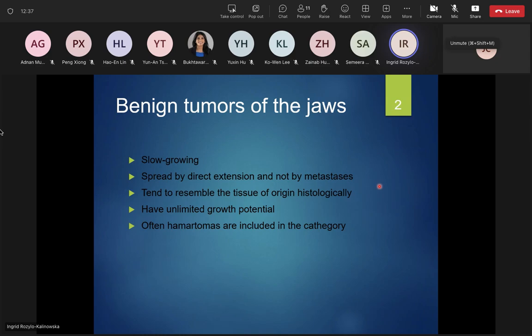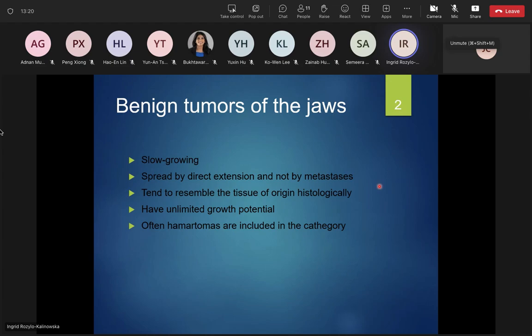And the benign tumors, of course, they are neoplasms, so it means they keep on growing without their own ability to stop. So they have constant growth potential. This differentiates tumors from other pathologies, that, at least theoretically speaking, have unlimited growth potential. And the benign ones just spread by direct extension, so they do not metastasize.